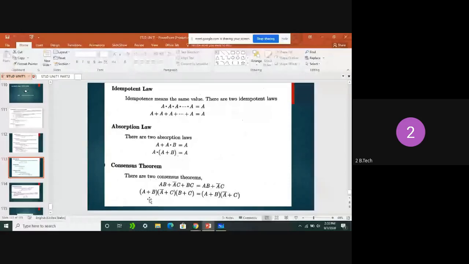Each term has a specific name. Here AB is going to be given to the AND gate, so AB is called a product term. Will you agree or not? And A bar C is also a product term. BC is also called a product term. So for the product terms, a sum is going to happen. We have three product terms.